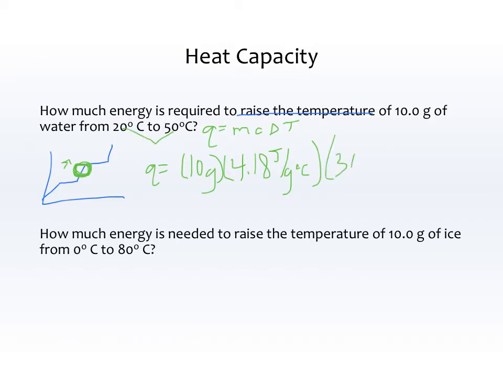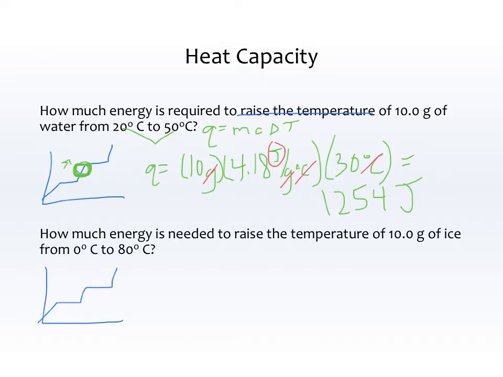That's 30 degrees change. You don't have to use Kelvin here because we're looking at changes in temperature, not absolute temperature. So if you added 273 to both of those numbers and then subtracted from each other, you would still get 30 as your change. So Celsius is fine to use in this type of problem. So you'd multiply: 10 times 4.18 times 30 degrees is 1254 joules. The grams canceled, the Celsius canceled, joules was left. And that's it. Let's look at another.